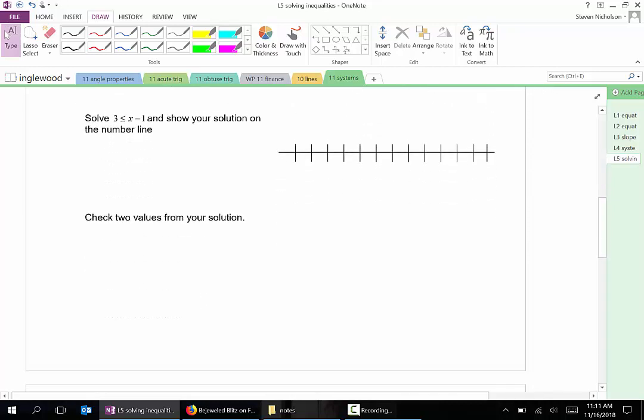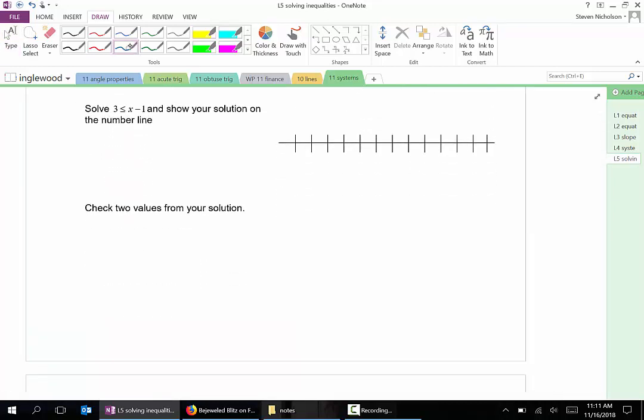Well, let's look at a really straightforward question. We want to solve this inequality: 3 is less than or equal to x minus 1. And what I want to find is all the values of x that make that true. But remember, there's an infinite amount of answers. So here's what we're always going to do.